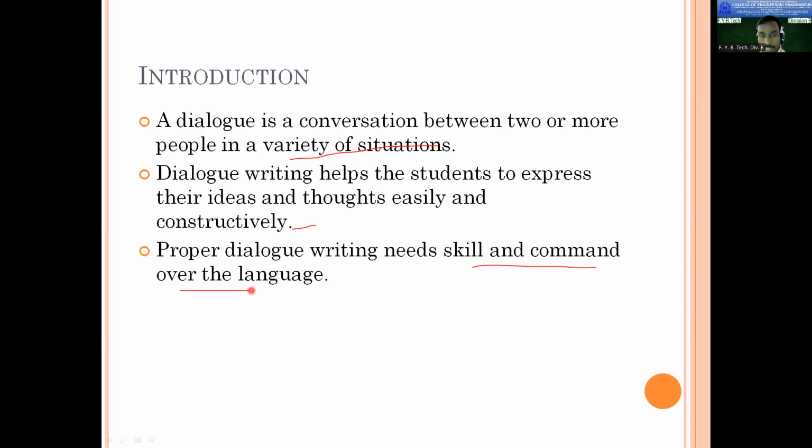And another thing is command over language. How can we get command over language? A little bit we need to refer to grammar and what we have studied so far.